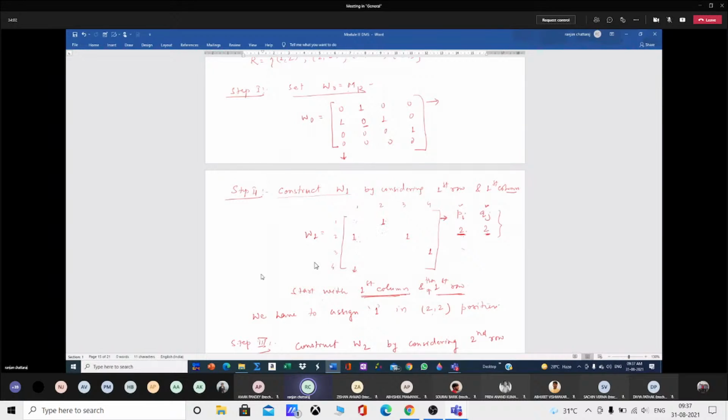In the second step, what will we do? This is position 2, 2. You see here, we have to assign 1 in the 2, 2 position. We assign 1 over here and then assign 0 to the rest. Please repeat this step once more.